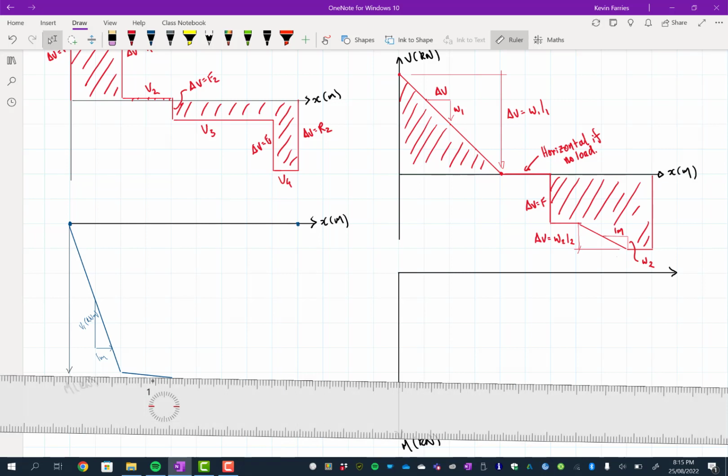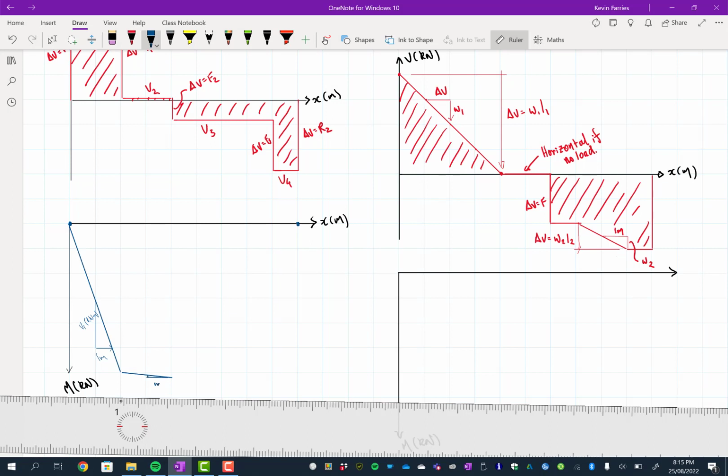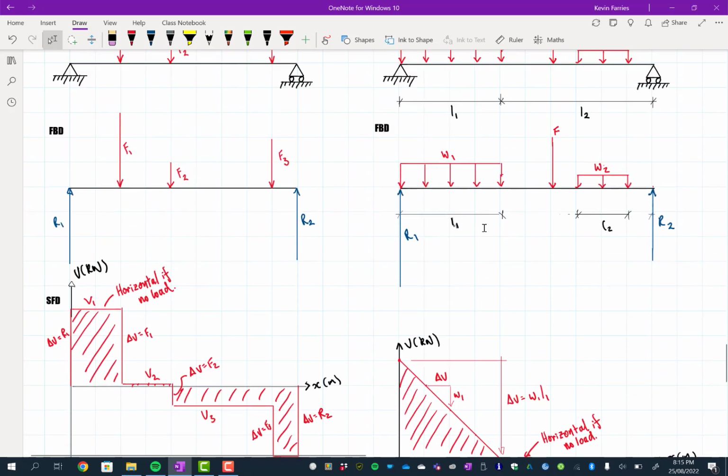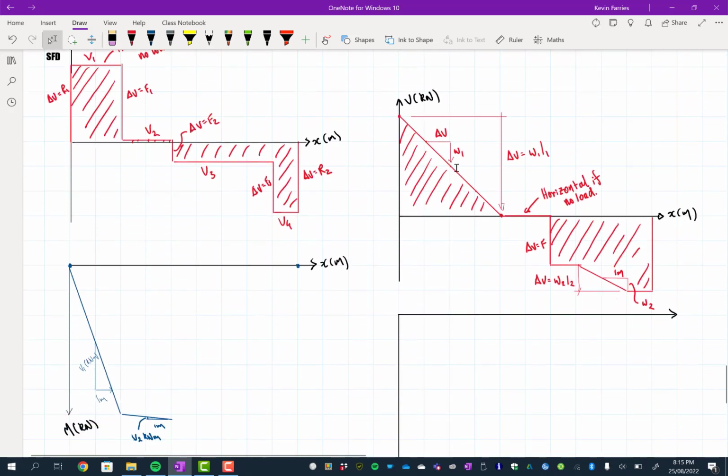So again, if I was to come along 1 meter, I'd come down V2 kilonewton meters. The change in moment is just equal to the area under the shear force diagram, in the same way that the change in shear was equal to the area under a line load.